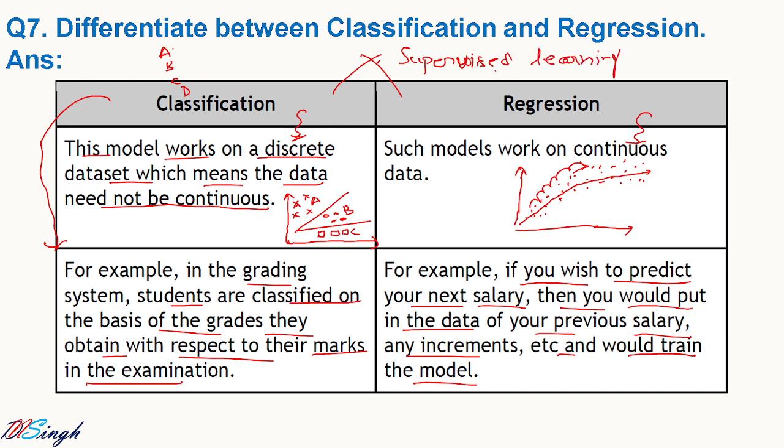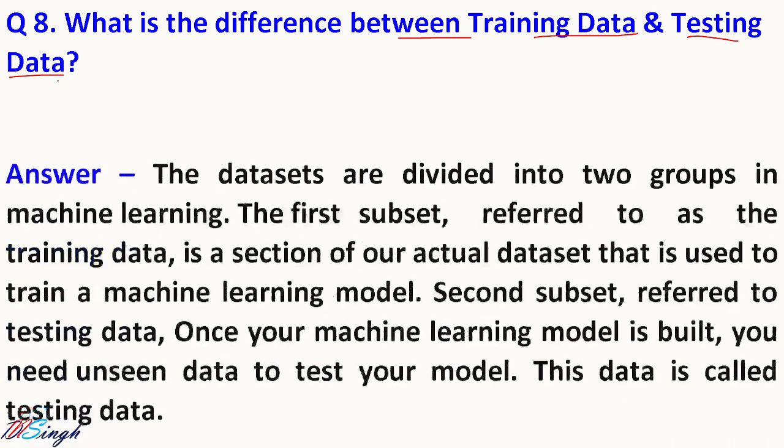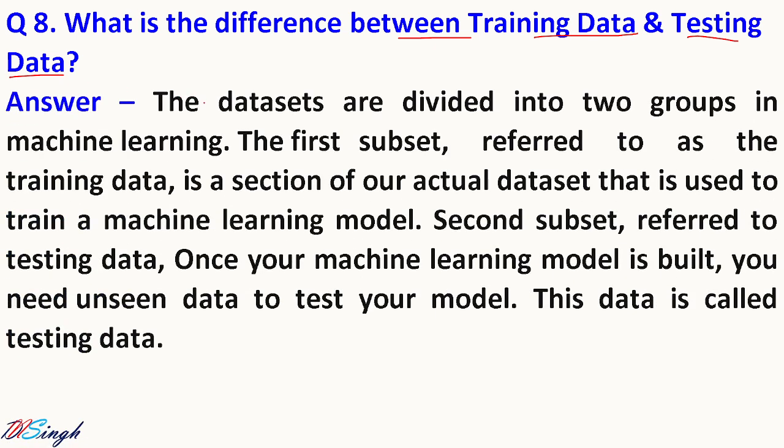So there are different types of data modeling approaches. One of them is supervised learning, then unsupervised learning, and reinforcement or semi-supervised learning. Let us go for the next: what is the difference between training data and testing data. Once you have collected the data and explored the data, in the modeling part, what do you do? You do the segregation of data in two parts. So data sets are divided into two groups.